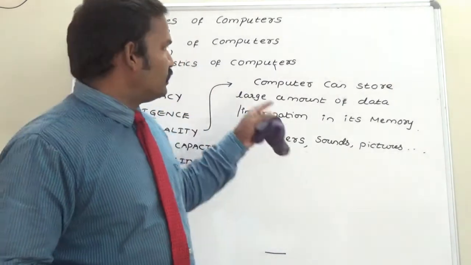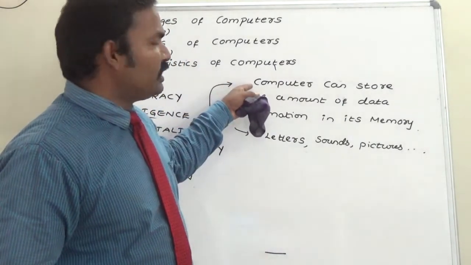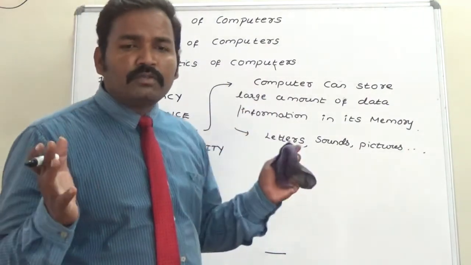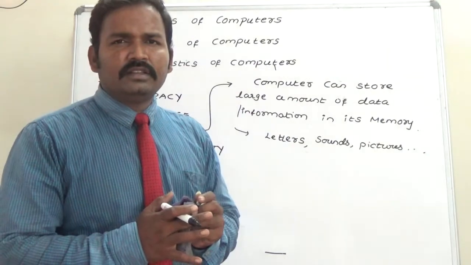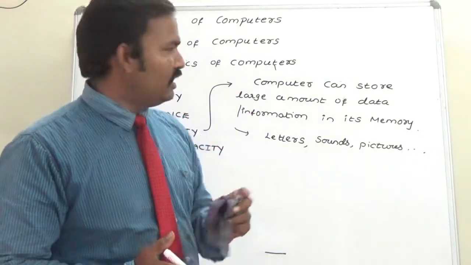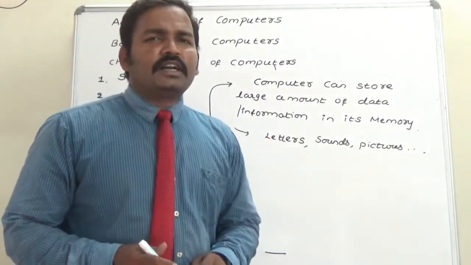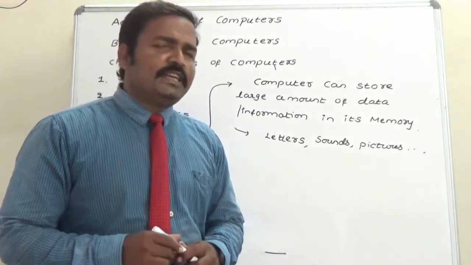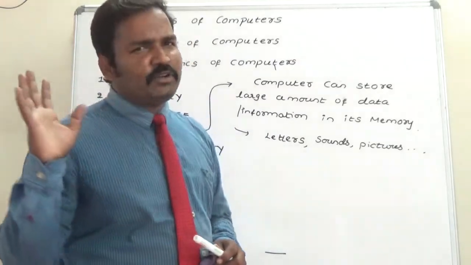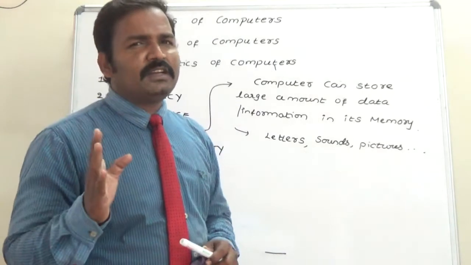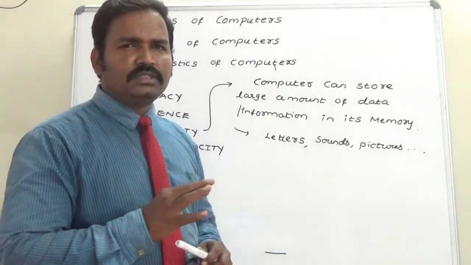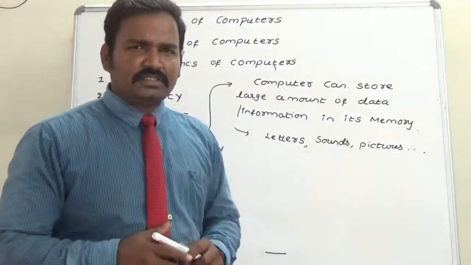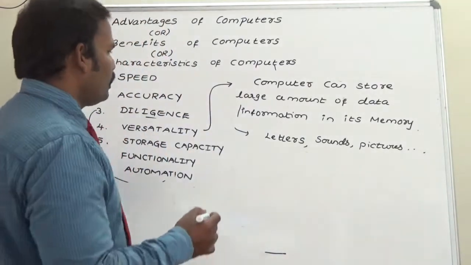So, clear. What is the first point? A computer can store a large amount of data in its memory. Example: hard disk. Next, a computer can store almost any type of data. Any type of data means letters, sounds, and pictures.